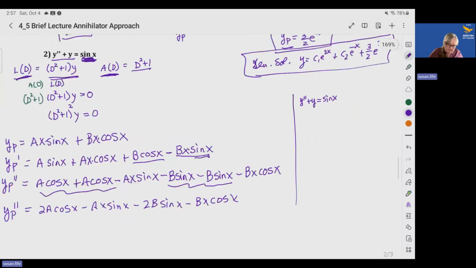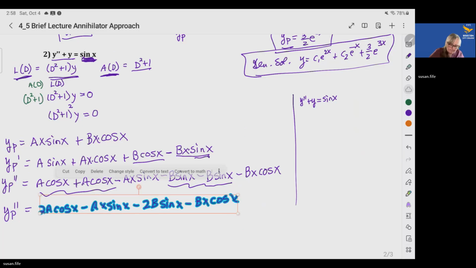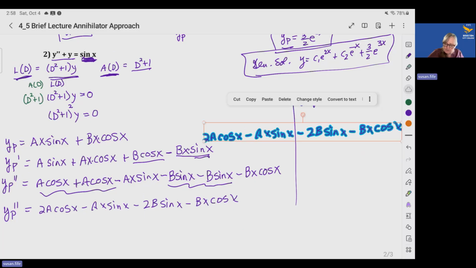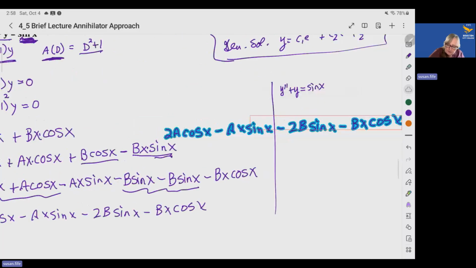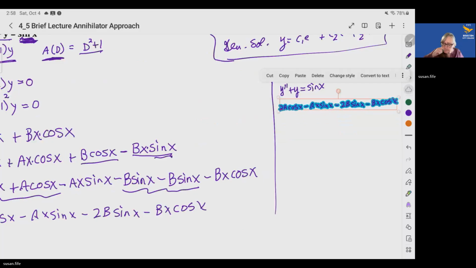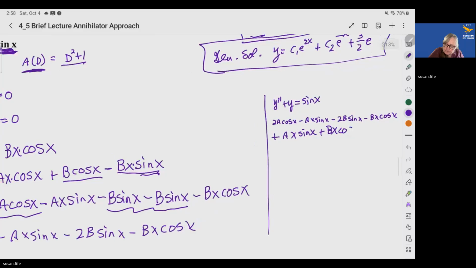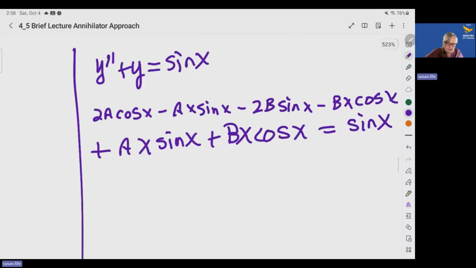Here's my y double prime. I'm going to copy that and paste it over here, but I need to make it a lot smaller. Plus y, and y is just ax sine x plus bx cosine x. And that's all going to be equal to sine x. So I'm going to zoom in here so I have space to work.